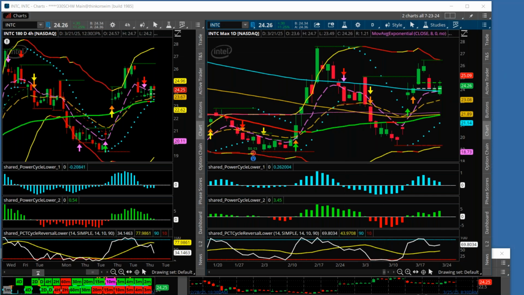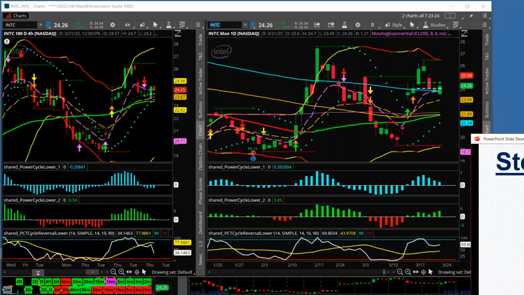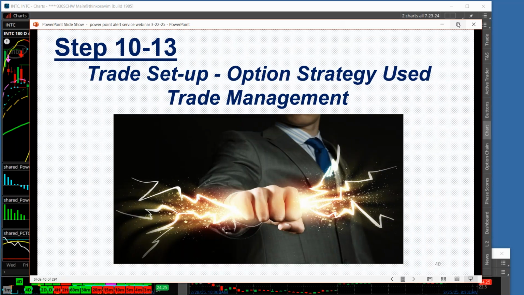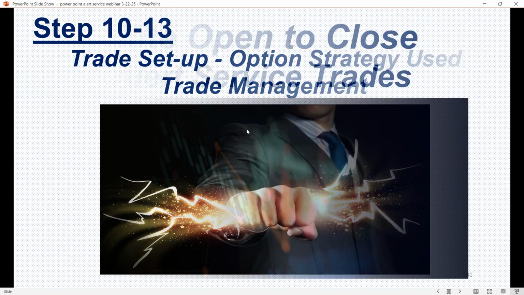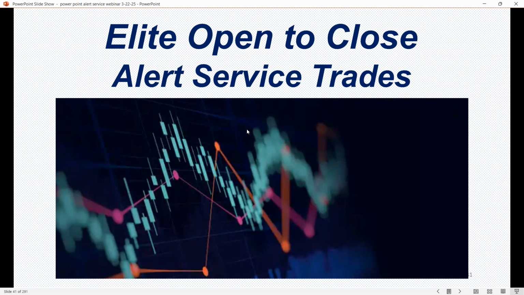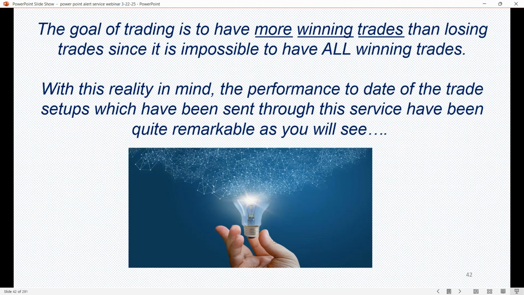Okay, so those are some really key things that I look at. There's another scan that I do, but that's one of my major scans. And then the next thing is the next 10 to 13 are the different option strategies to manage the trade. So now here's the alert service. We can go through this and I'll show you all the different trades we've done recently. These are all alert trades, and these are going to use the same process that I just showed you.